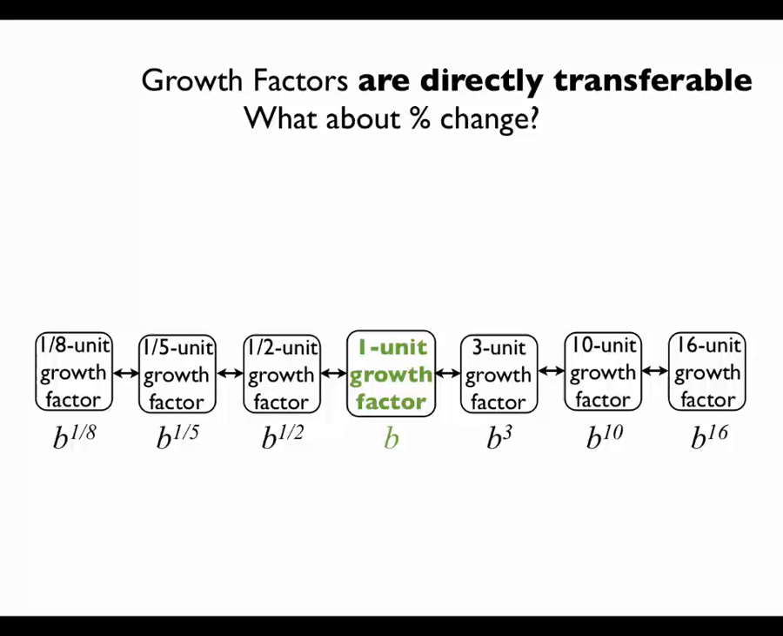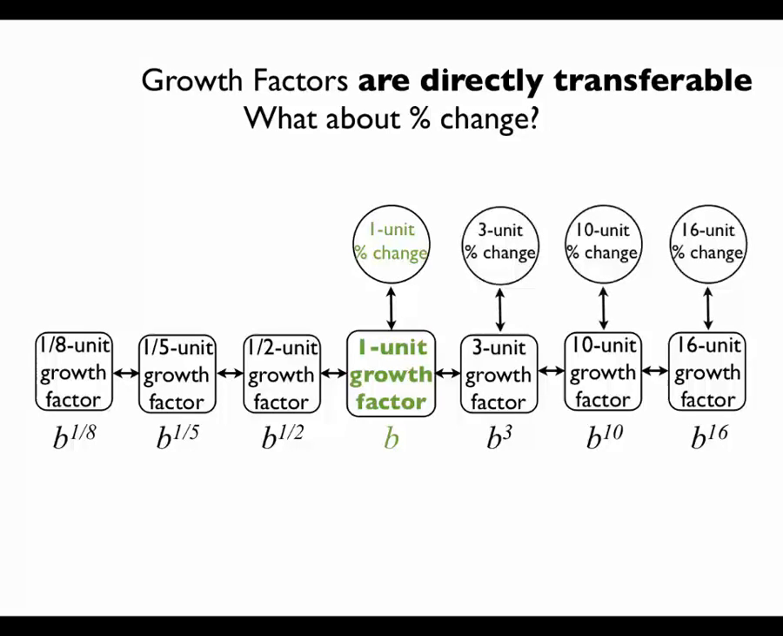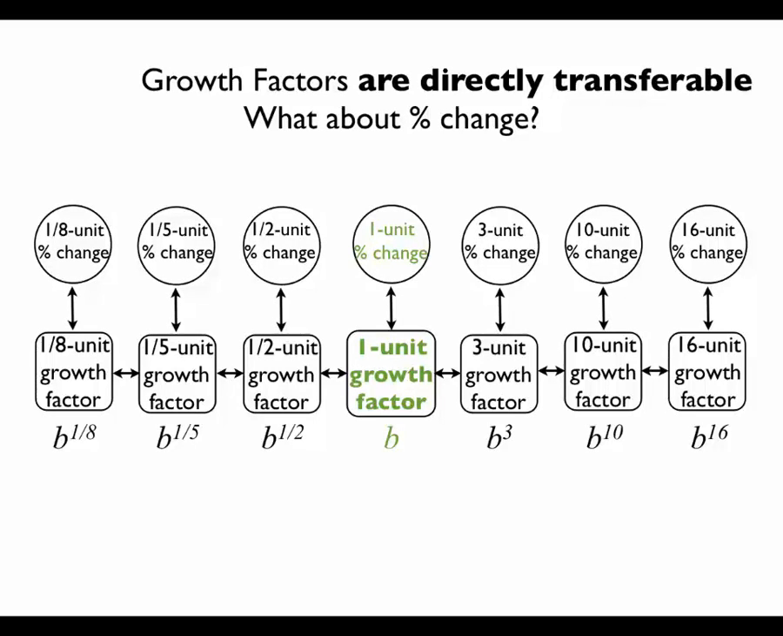Okay. So what about percent change? Is percent change directly transferable like this? All right, let's investigate it, okay? So we know we get the 1 unit percent change from the 1 unit growth factor, right? Similarly, we know we can get any particular unit percent change from its corresponding growth factor. We've seen that. Okay, but do we have a transfer between percent changes, the way that we have this direct transfer between growth factors?